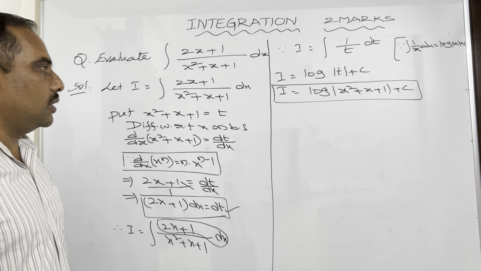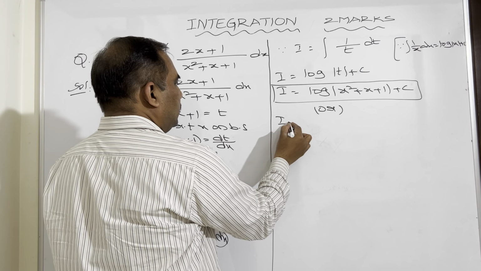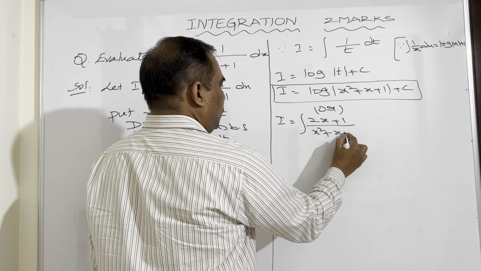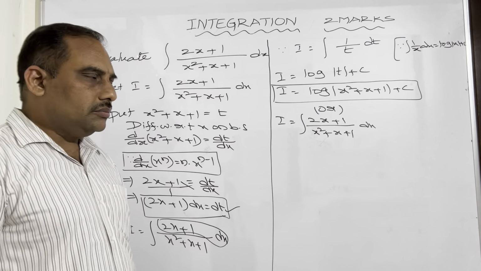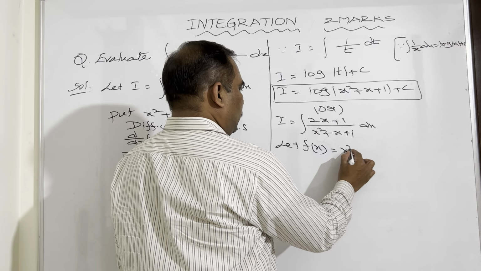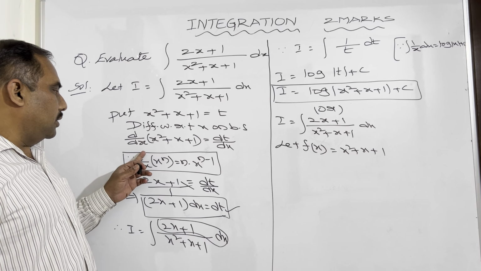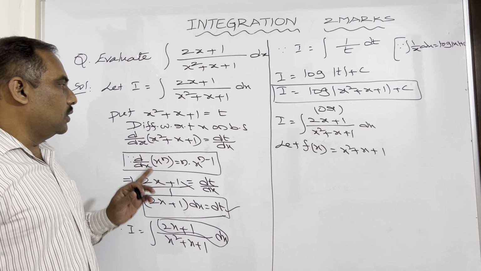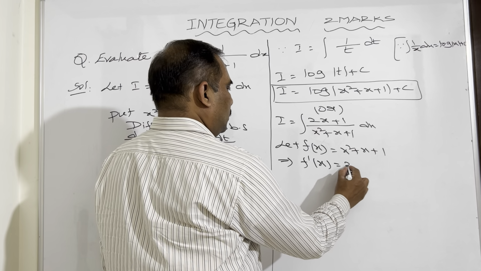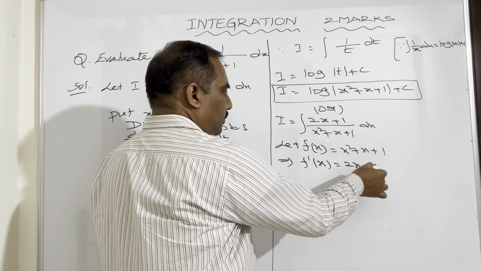Or else we can do it in another way, simply. The given integral is I = ∫ (2x + 1)/(x² + x + 1) dx. Let f(x) = x² + x + 1. If you differentiate, we get f'(x) = 2x + 1, since the derivative of x² is 2x and the derivative of x is 1.